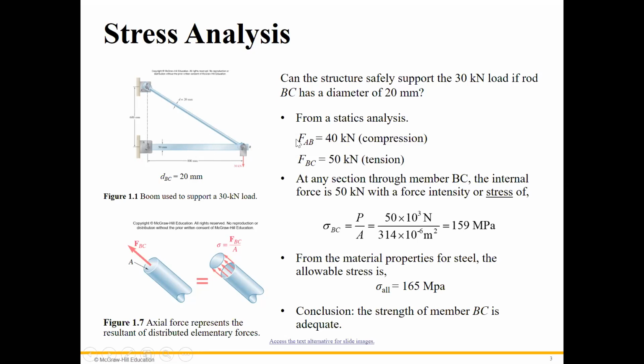These are the results. The force in AB is 40 kilonewton, and in BC it is 50 kilonewton. Just as a review and practice, the same as the last lecture, use the method of sections or method of joints to find the forces. So AB is 40 kilonewton, and FBC will be 50. This is very easy, much easier than the problem in the last lecture.